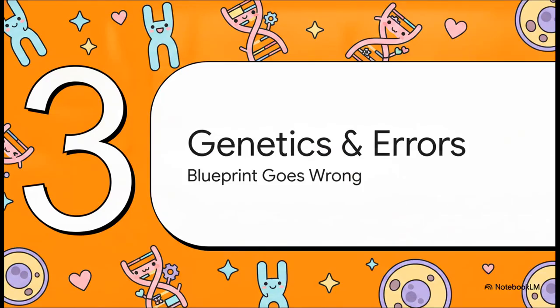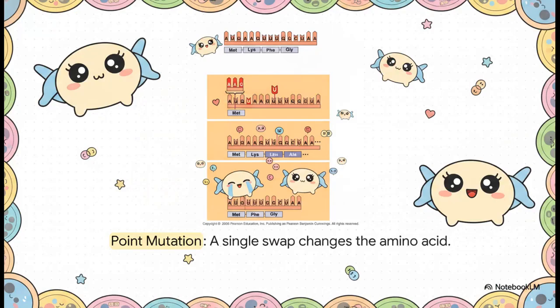Section 3. Genetics and Congenital Errors. The blueprint goes wrong. Now look at this. Right here, we're seeing the exact microscopic mechanism of a point mutation. See how swapping just one tiny letter, literally a single nucleotide in the RNA sequence, completely changes the amino acid that gets built? It goes from a normal lysine to a totally mutated state. Just one tiny spelling error in the genetic code can scramble the entire structure and function of a protein.